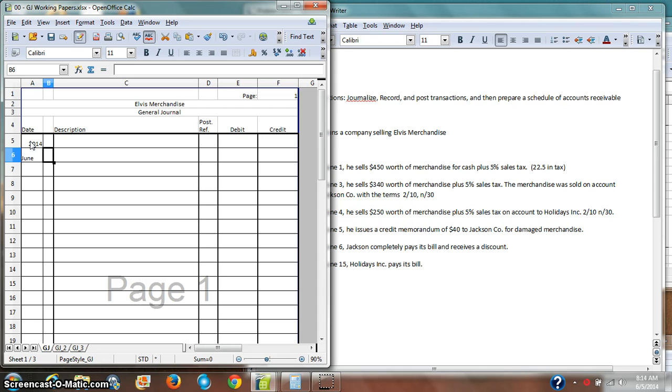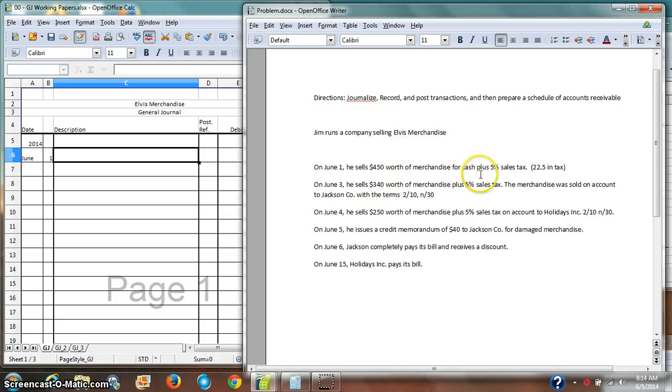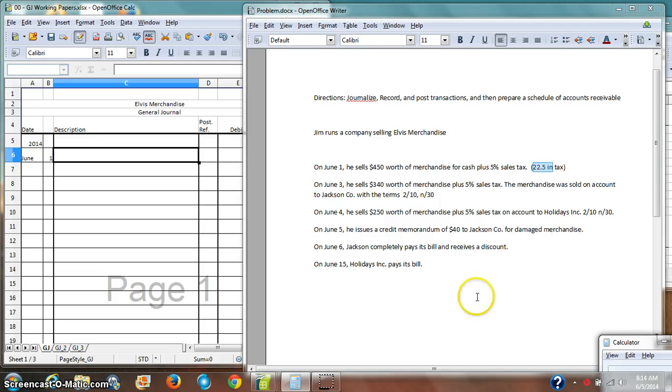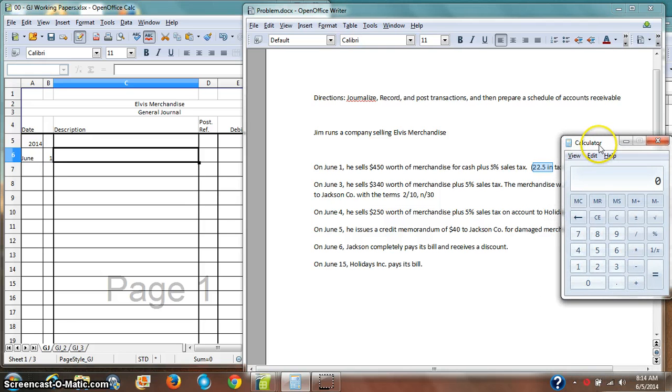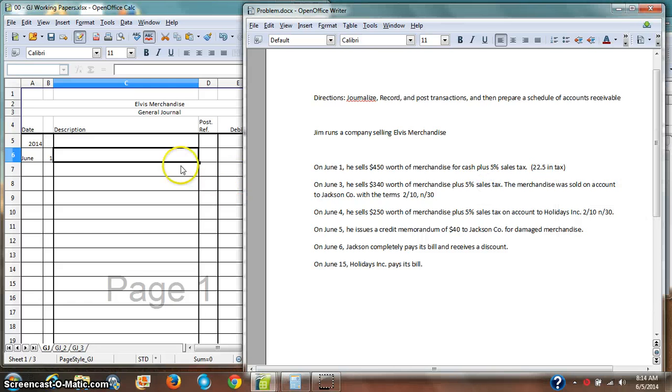and June 1. He sells $450 worth of merchandise for cash plus 5% sales tax, and this one is given. I could do this on a calculator as well if I wanted to. It's $450. All I do is I multiply it times 0.05. Notice I've converted the percent to the decimal there. It's $22.50. That's how I get that.